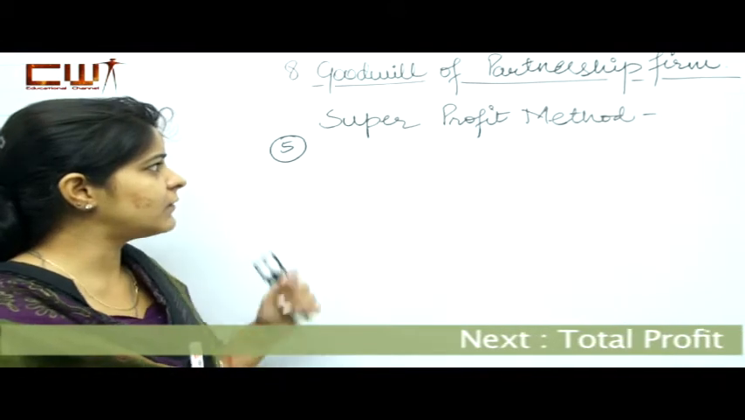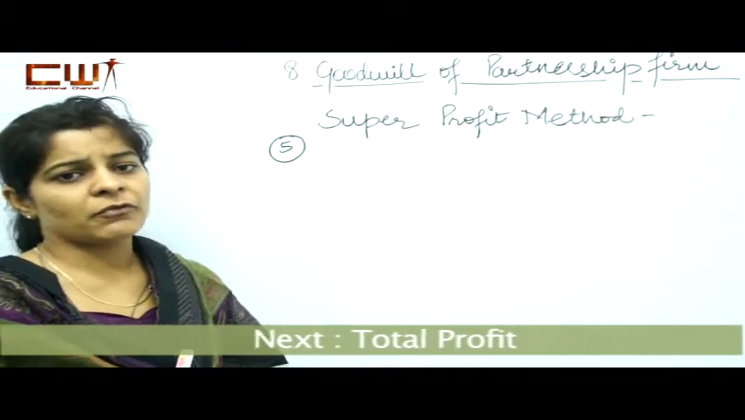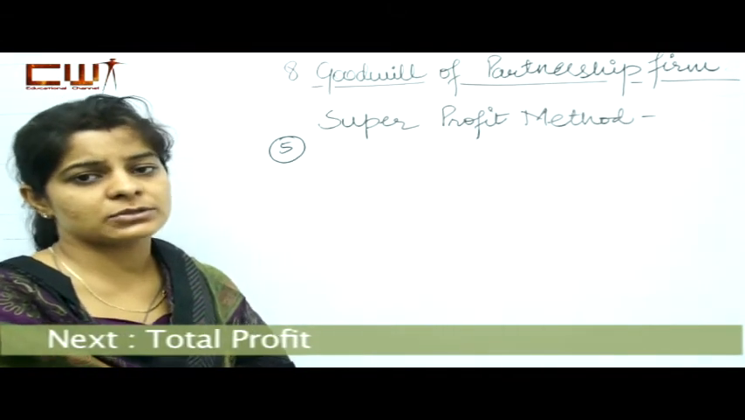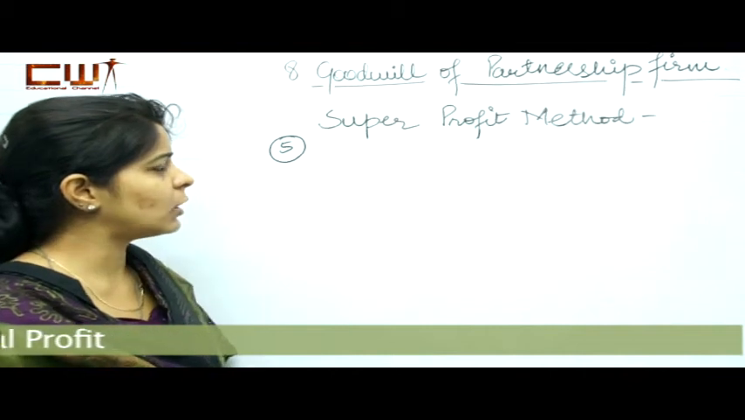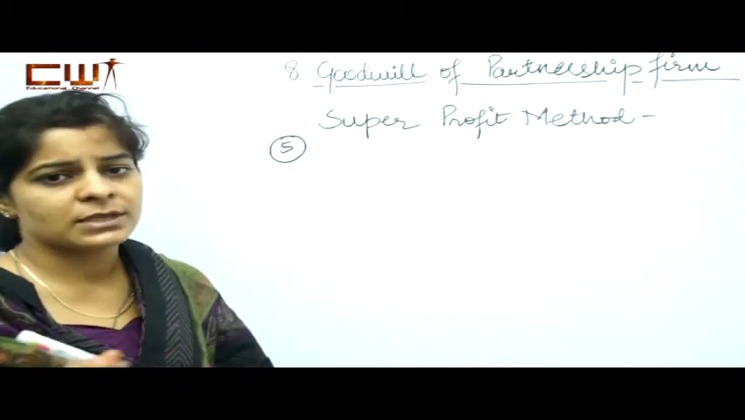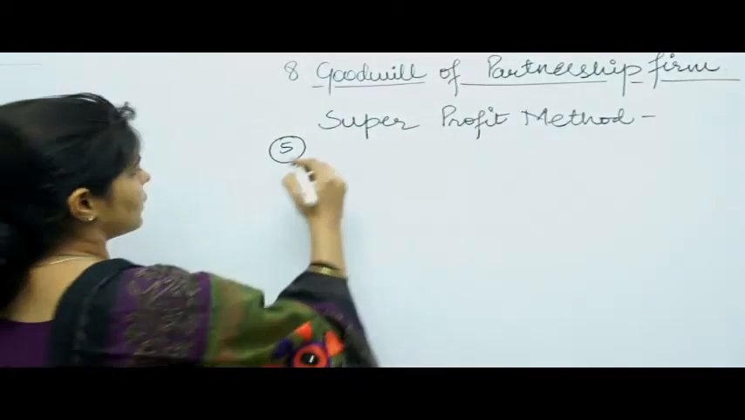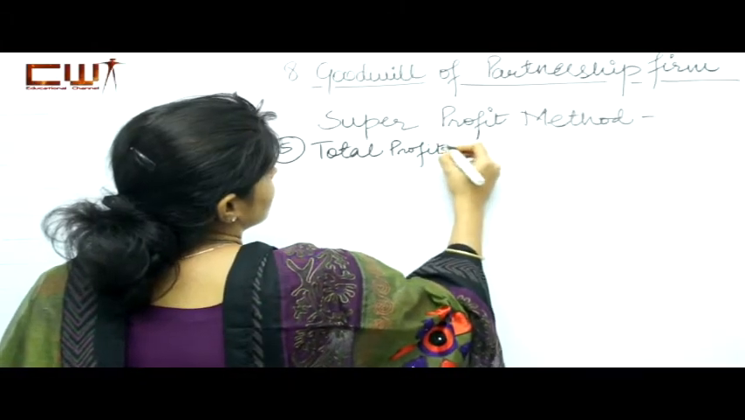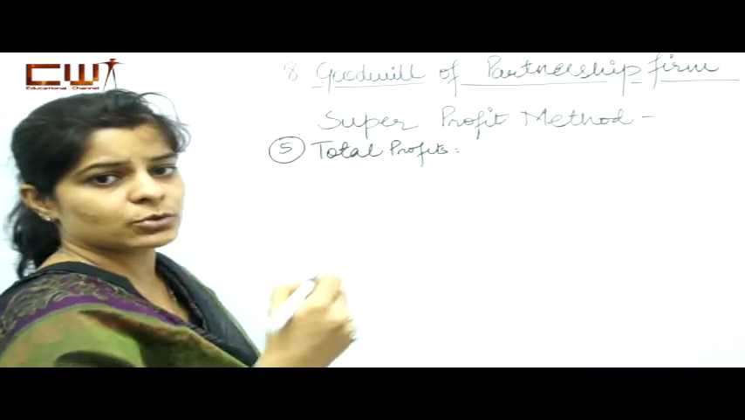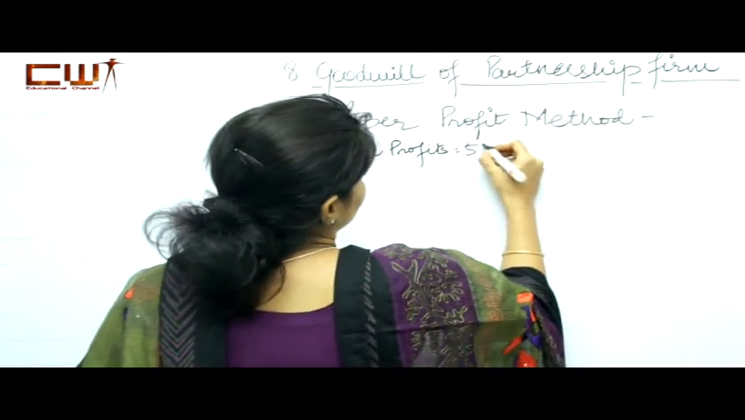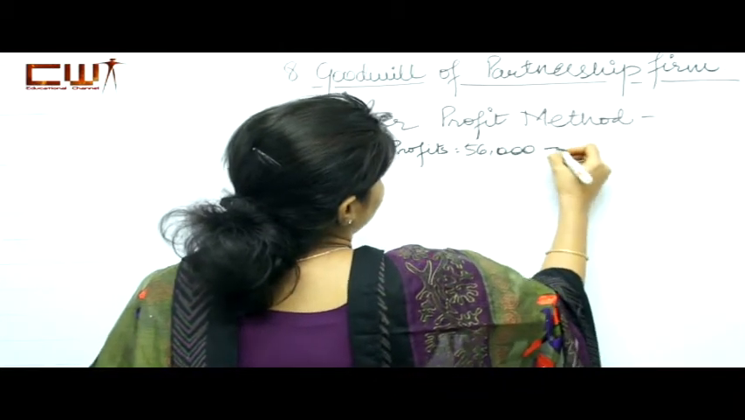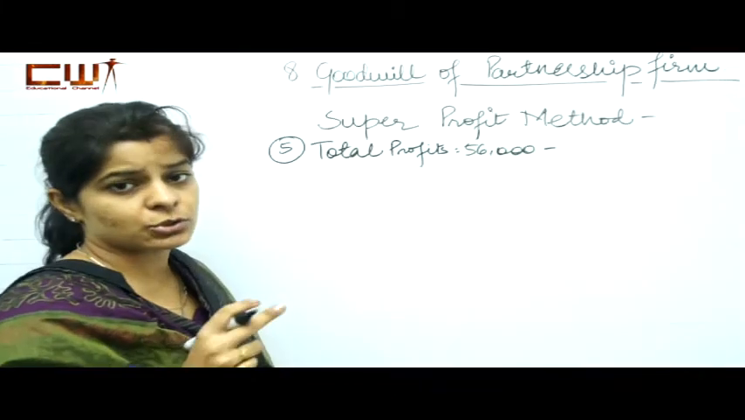Now we will first deal with the total profits. In this case they have given the losses also. So please subtract all the losses and add up all the profits. First year there is a profit, so write it plus 56,000, right? Next year they have given a loss, so minus 4,000.